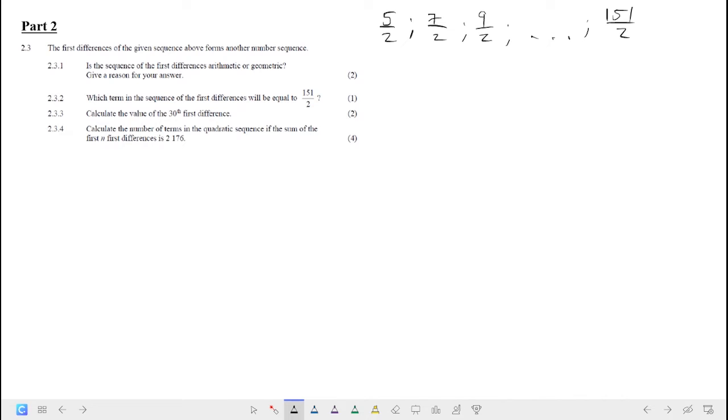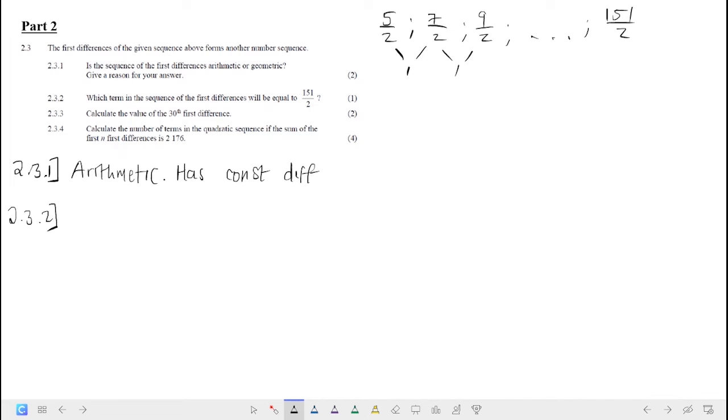Okay, now let's go ahead and look at the first question. Now the first question says, is the sequence of the first differences arithmetic or geometric? Now remember in the quadratic sequence we had a second difference of 1, right? As you can see here, now that this sequence is alone, we can see this becomes a constant difference, which means this is going to be arithmetic. And the reason is that it has a constant difference.